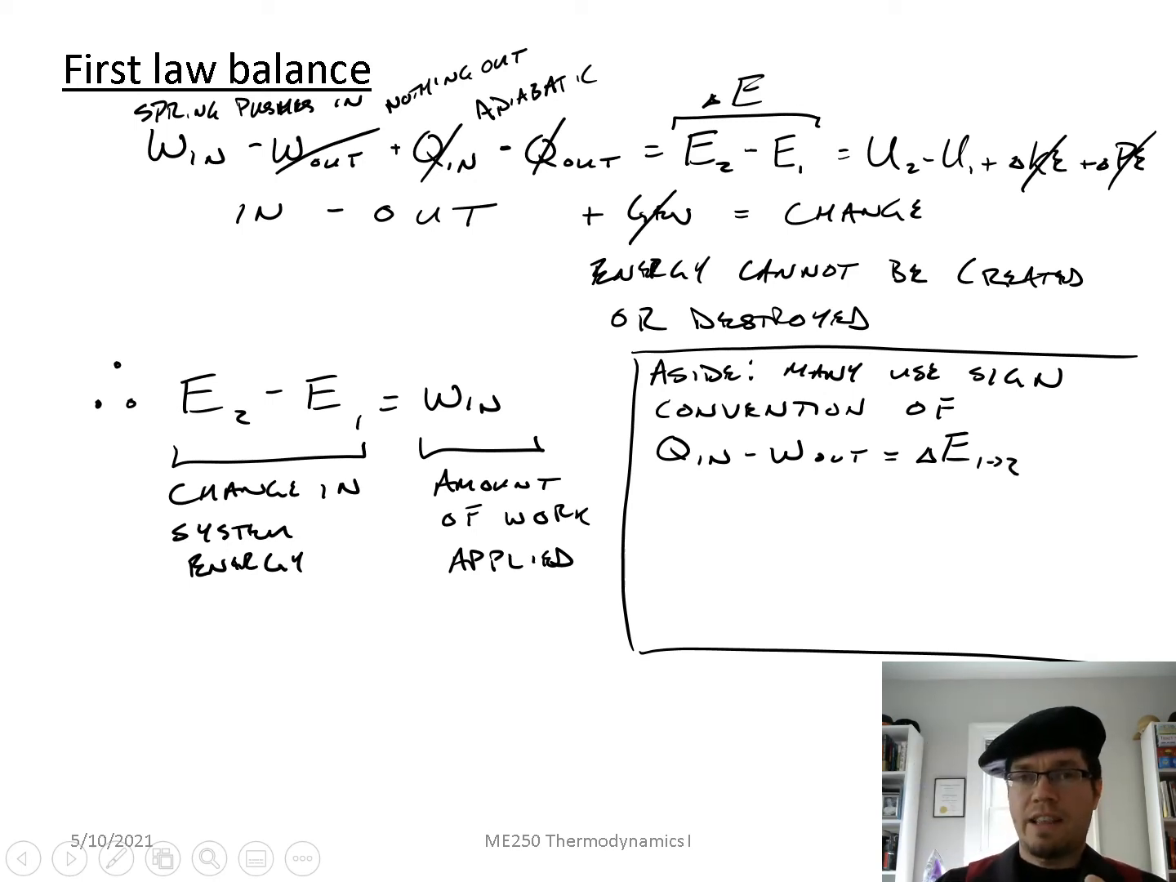The idea is that they would say Q is positive in and W is positive out. You would lose marks if you wrote W in; you'd always have to write it as minus a W out. This is a sign convention that comes from the history of thermodynamics. It comes from the origins of it being how much fuel in as heat to get out how much work out as useful energy.